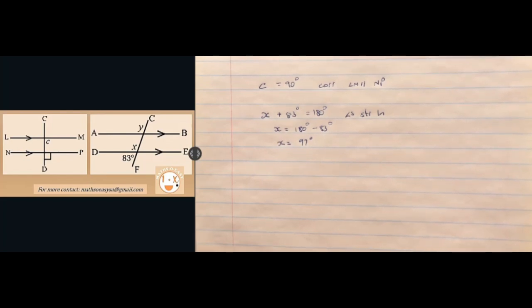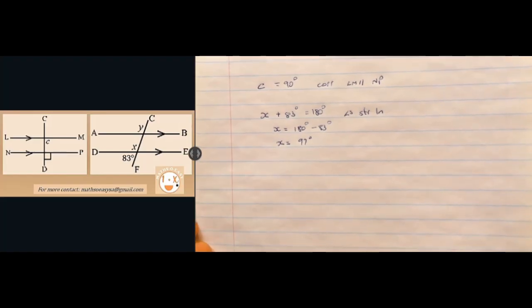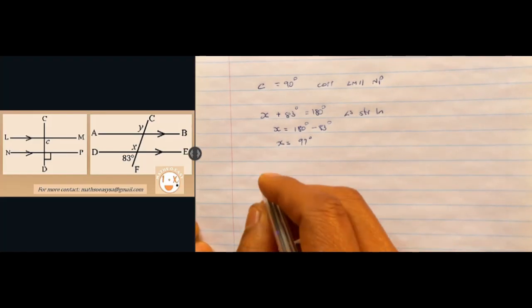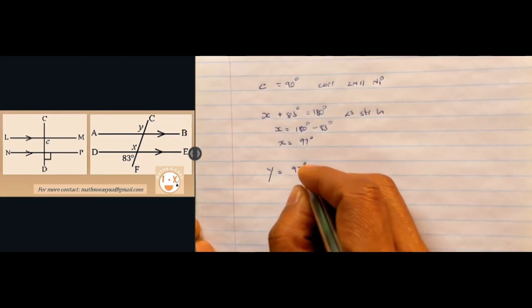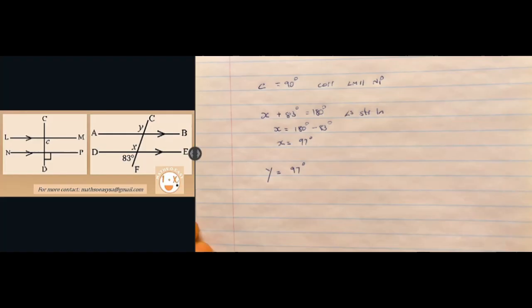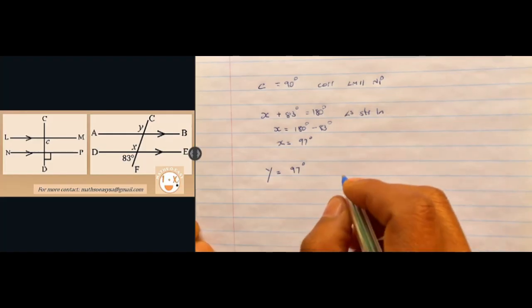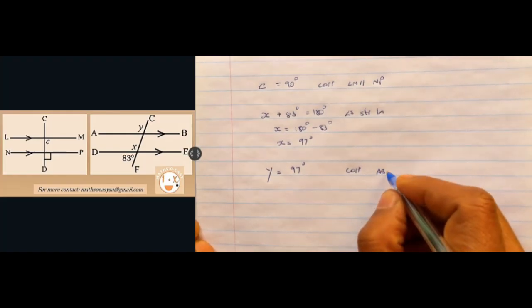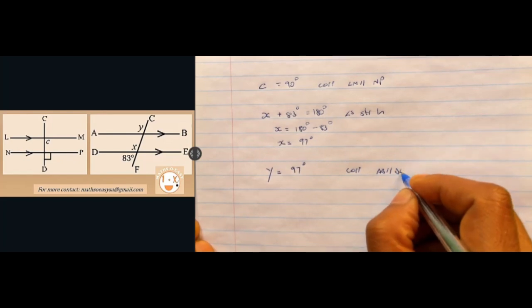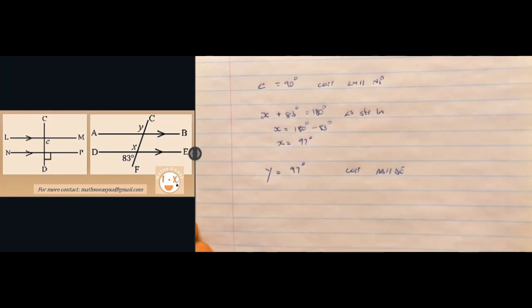So we now have what? We now have our X, isn't it? Then do we see the F now? Yes, the F is Y. Y is equal to 97. Why is Y equal to 97? Because that X and the Y are corresponding. Why is that? AB is parallel to DE. Done and dusted.